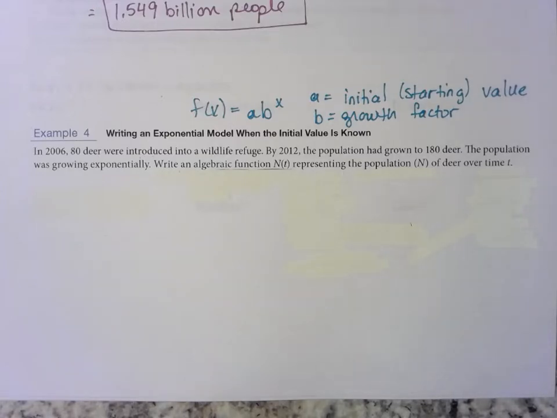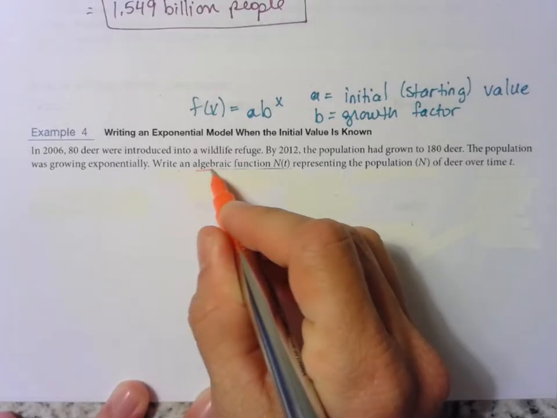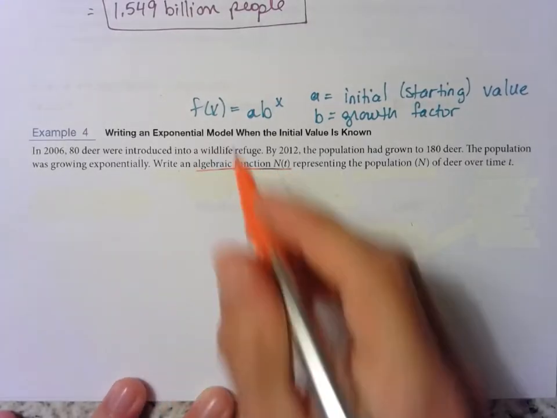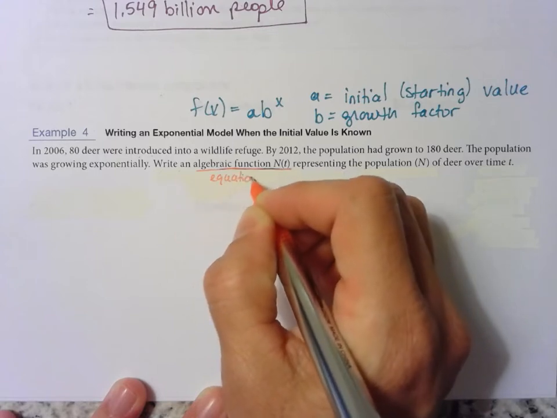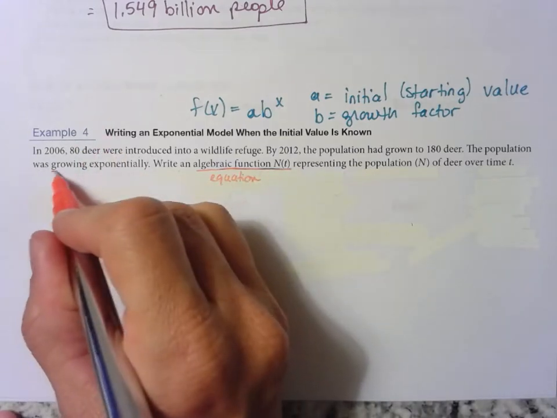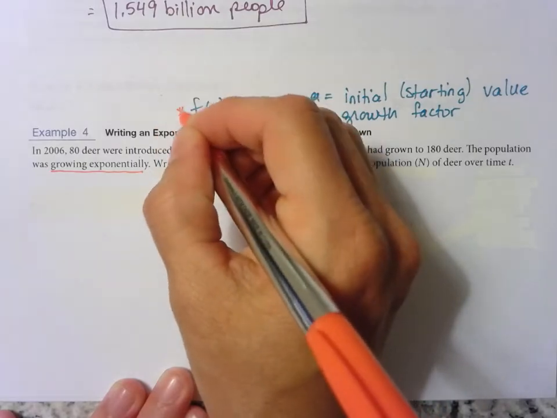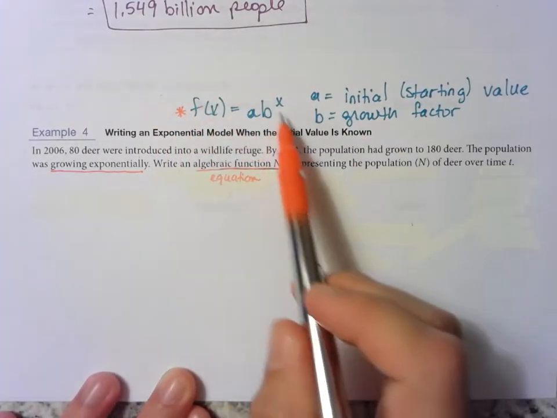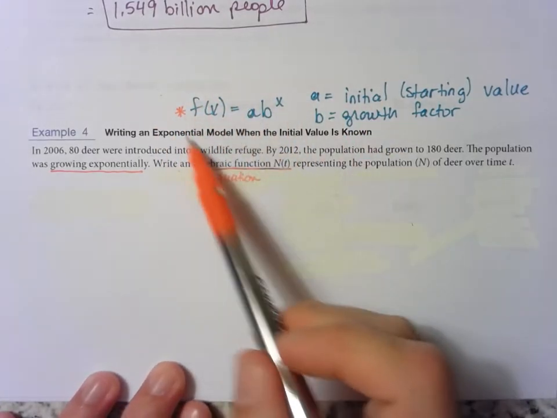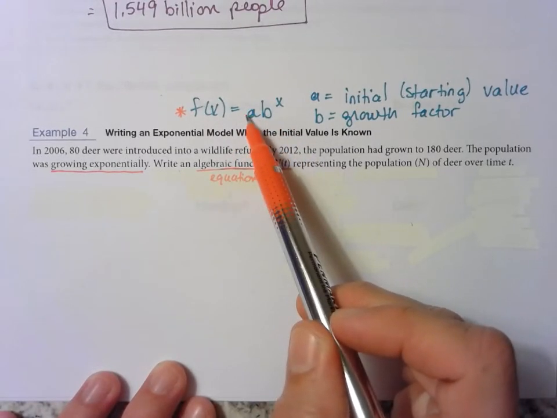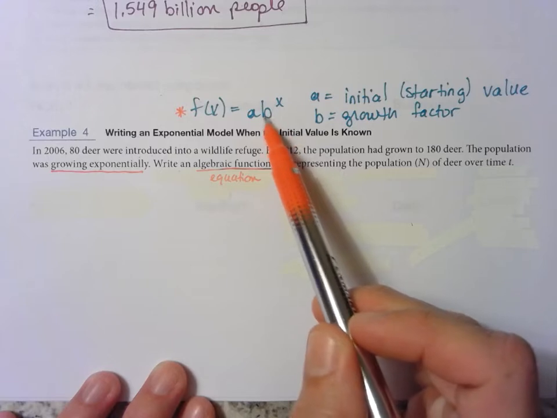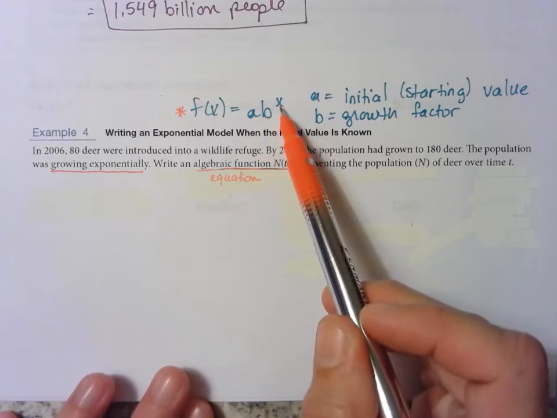So this is telling us to write an algebraic function n of t. That just means write an equation. And since this is growing exponentially, we use our exponential growth formula. In this formula, a is the initial value, or where it started, and b is our growth factor. Of course, x is our variable.